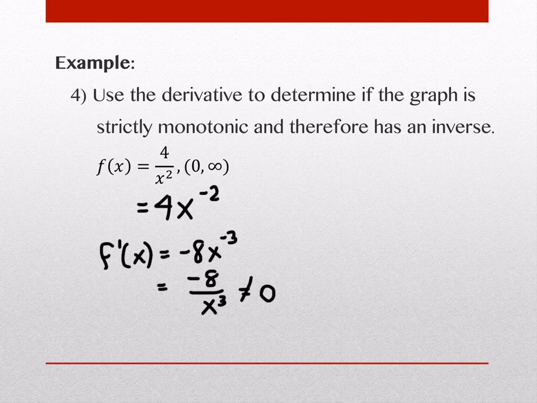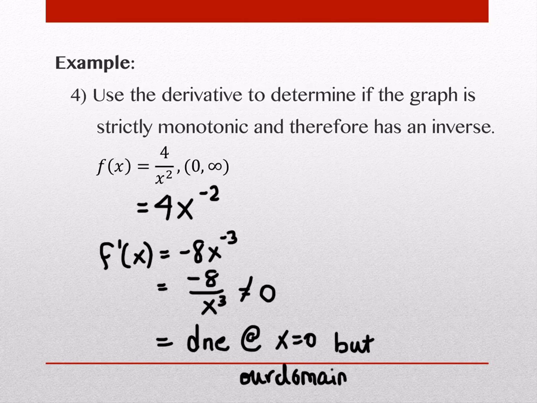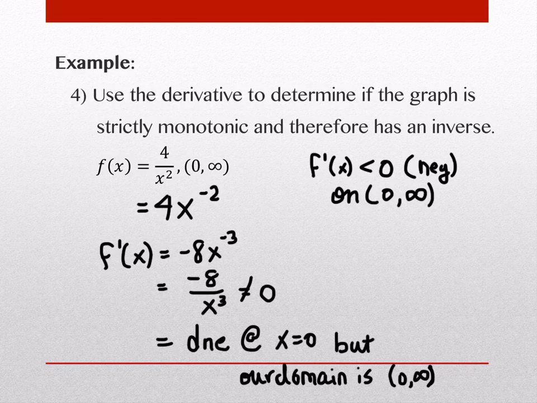So the f prime of x does not equal 0, and it does not exist, it is DNE, when x is equal to 0, right? This is what we just said. But our domain is 0 to infinity. Okay? So is this strictly decreasing or is it strictly increasing? It's decreasing. How do you know? The derivative is negative. F prime of x is less than 0, or it's negative if you prefer, on the domain 0 to infinity. If you plug in any value bigger than 0 into the derivative, you'll get a negative on top and a positive on bottom. And a negative divided by a positive is a negative.